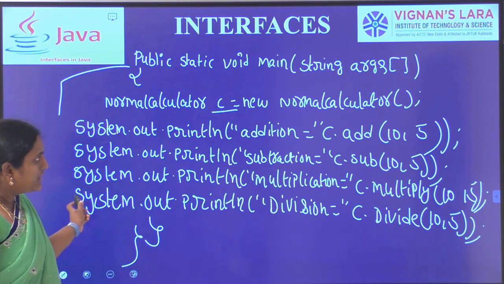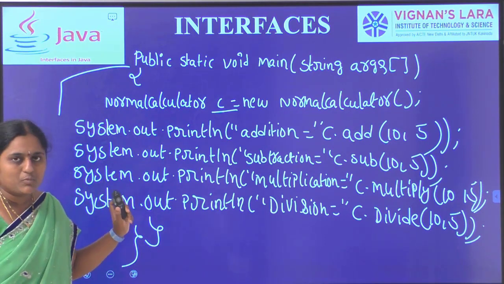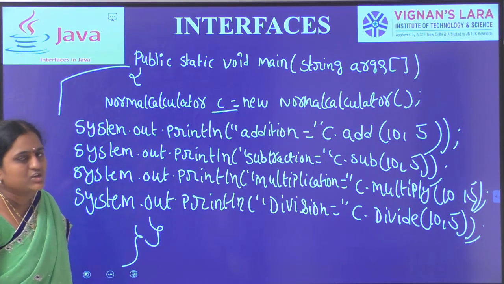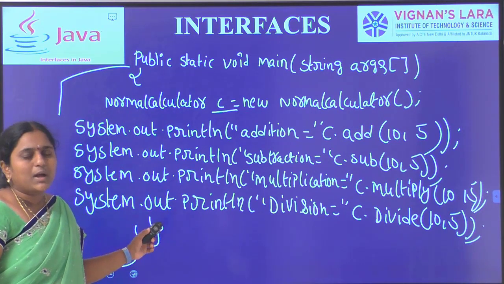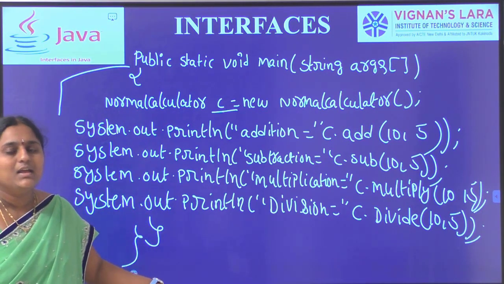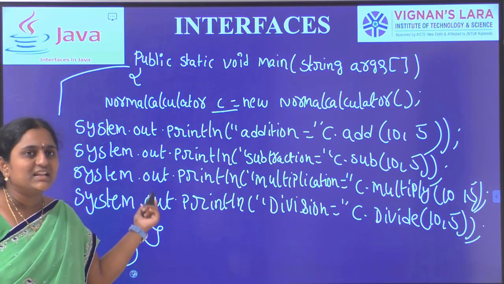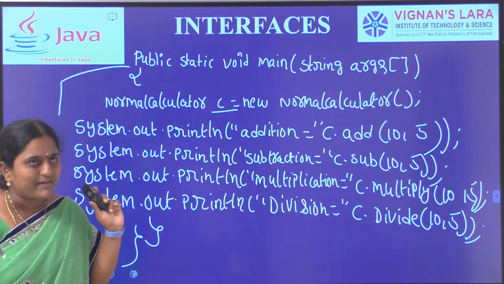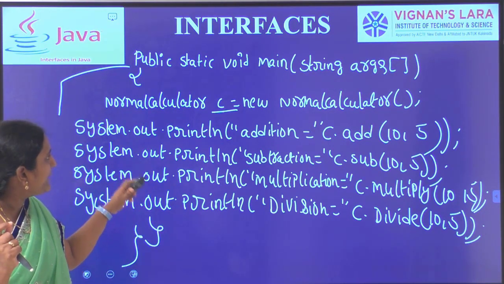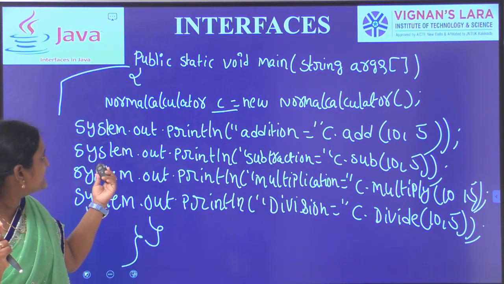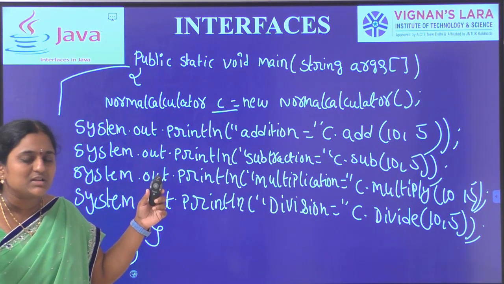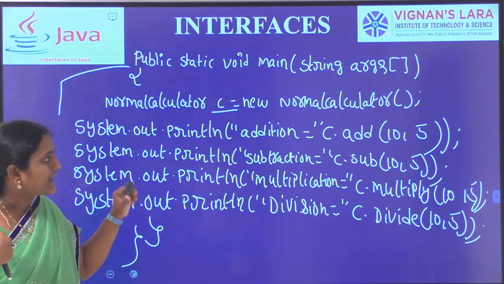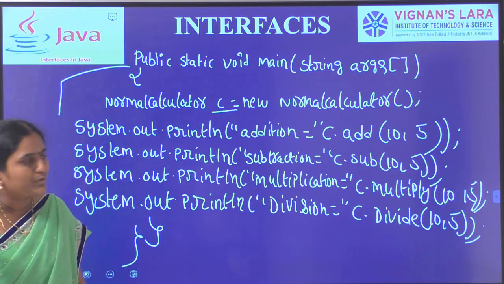If you compile and run this program, what is the output we are getting? We have to save this program as NormalCalculator.java. After saving, we have to compile and run it. Already, from the interface declaration, we have one class file, Calculator. So we compile our program as javac NormalCalculator.java and run it as java NormalCalculator. After compiling and running this program, what is the output we are getting?